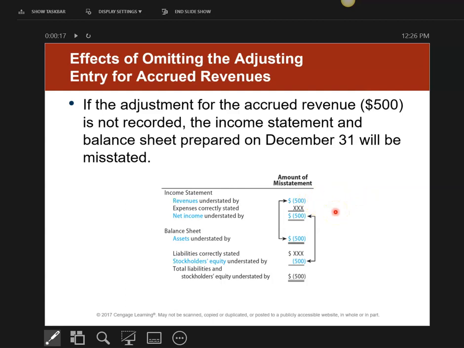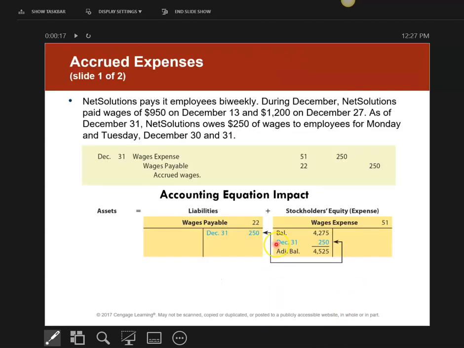Okay, I do not test on this. There's very little homework. Only one problem involves this, but I do not test on this knowledge, but you should know it. Okay, let's go to accrued expenses.